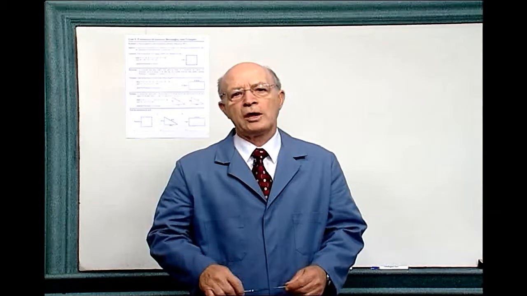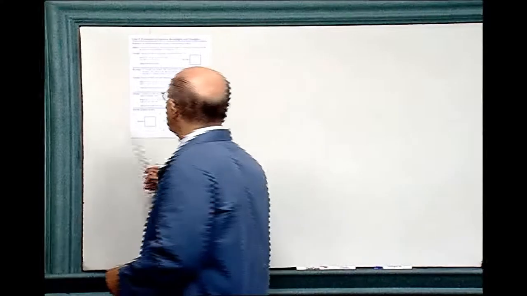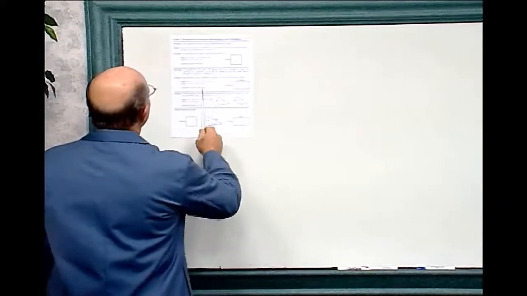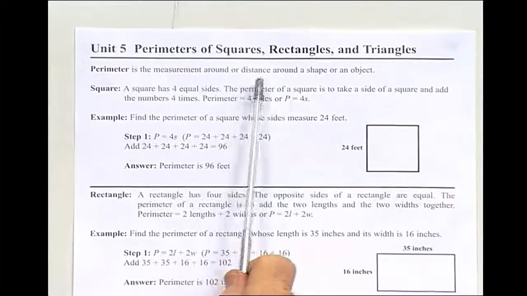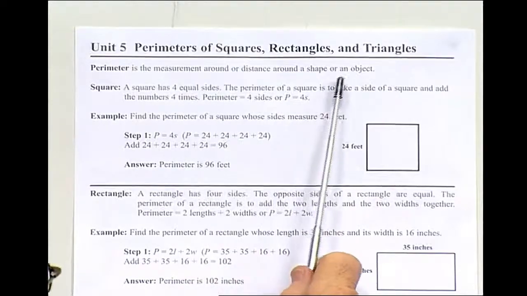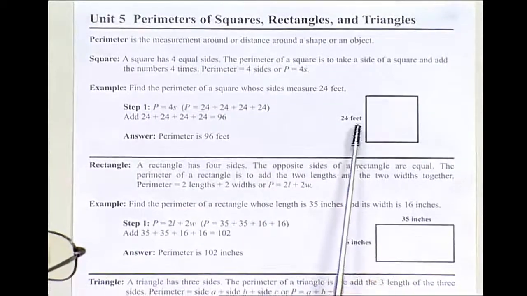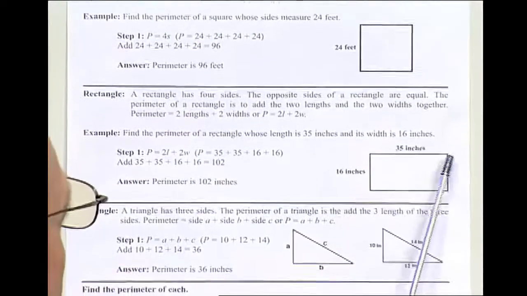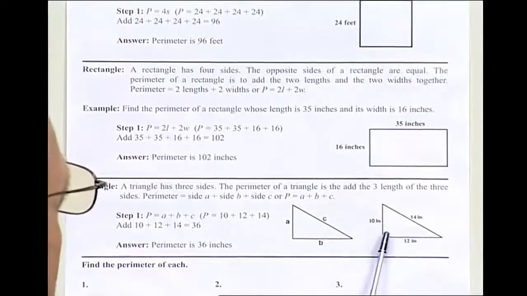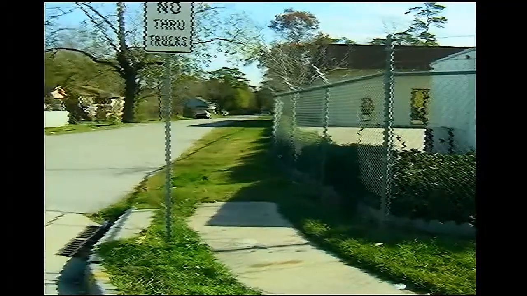Perimeter of squares, rectangles, and triangles. I have a sheet from the workbook up here, and perimeter is a measurement around, or distance around, a shape or an object. This is a square. The perimeter is the outside of the square. This is a rectangle. Perimeter is the outside of this rectangle. This is a triangle. This is the perimeter of the triangle.